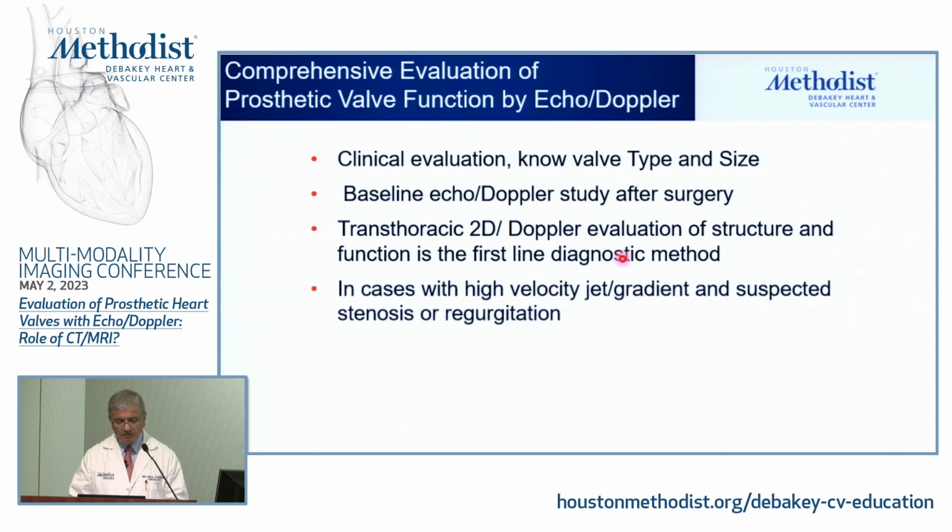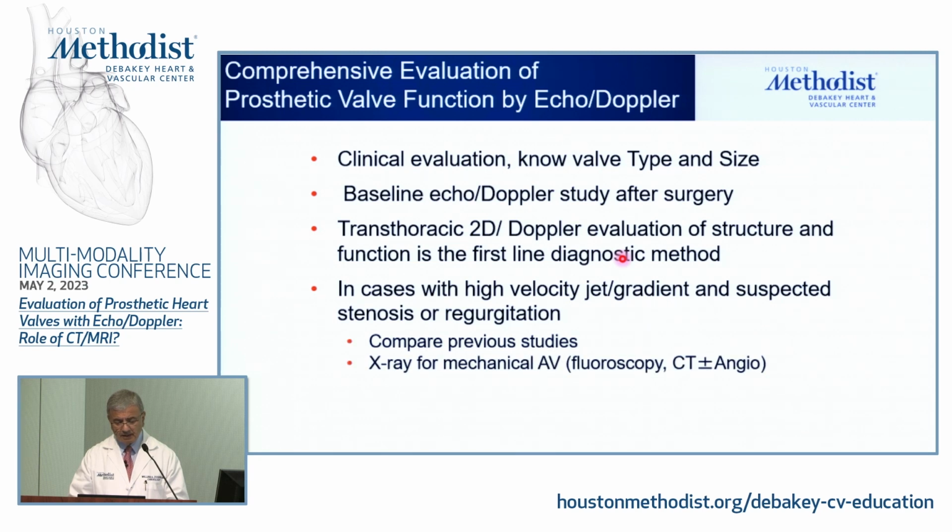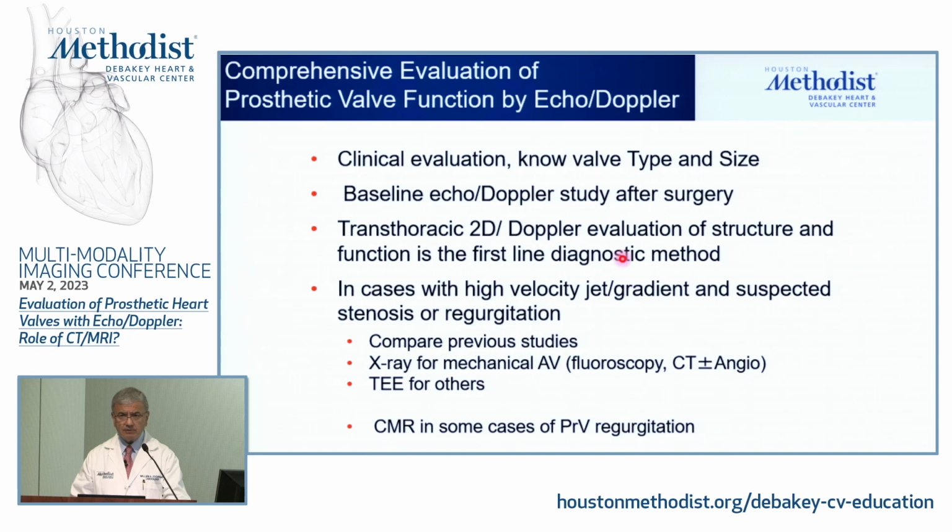Transthoracic is the first line method. In cases with high velocity jet and gradient, suspected stenosis or regurgitation, you do a few things. Compare previous studies. X-ray for mechanical aortic valve, and it is CT plus or minus angio. If you want the etiology, you add angio, but if you have somebody with renal dysfunction, you want to know whether the valve is moving well, you could use CT alone. TEE for others, and CMR in some cases where you need to quantitate prosthetic valve regurgitation, depending where it is. And I know our two speakers will expand on them, so I just wanted to summarize this quickly.